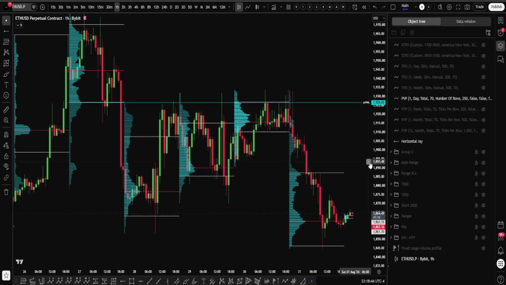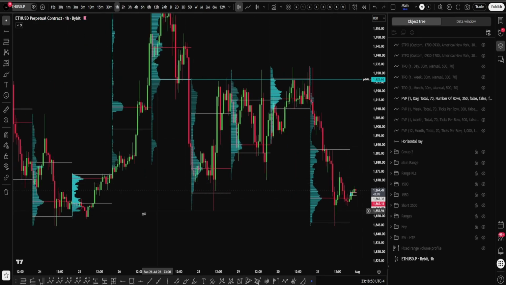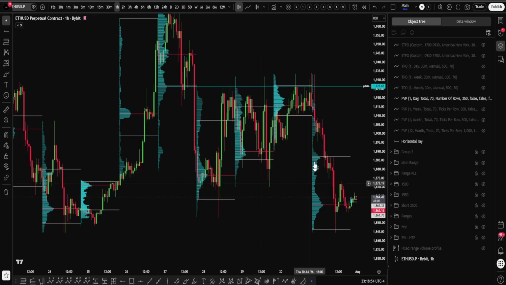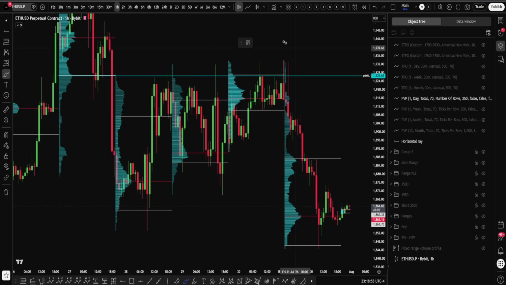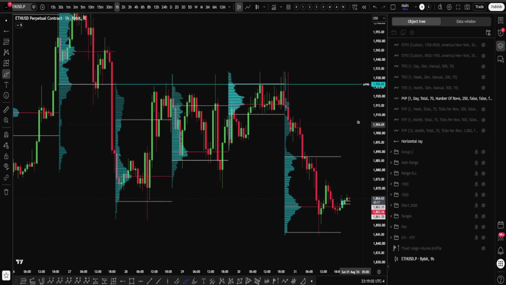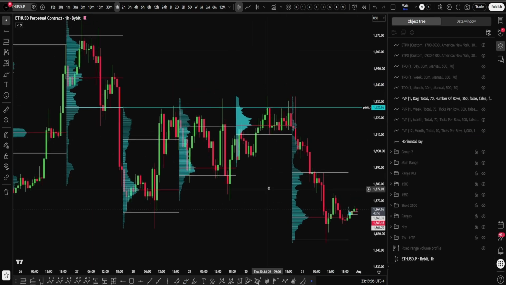So you're asking if that's still a valid level even though it got touched. Yes, it's still a valid level, because even though it got touched, there is no acceptance over it basically. So it is still a good resistance point, because price can still not push above it.